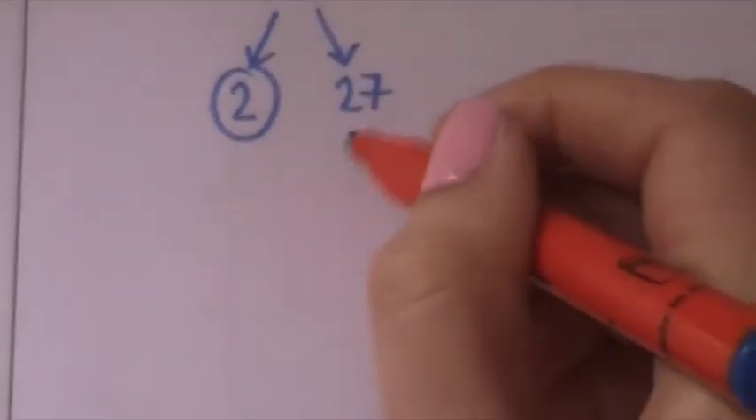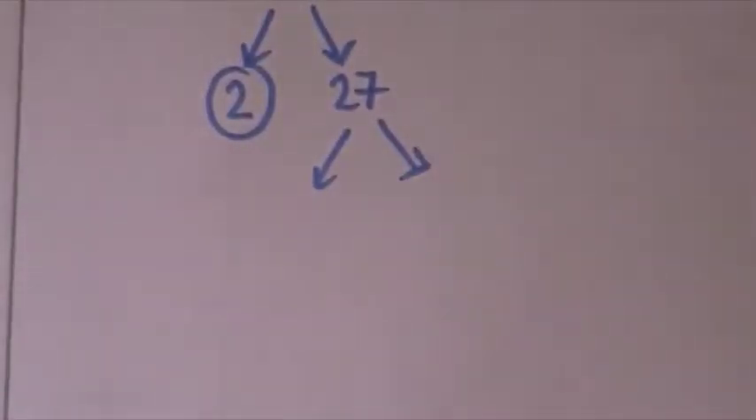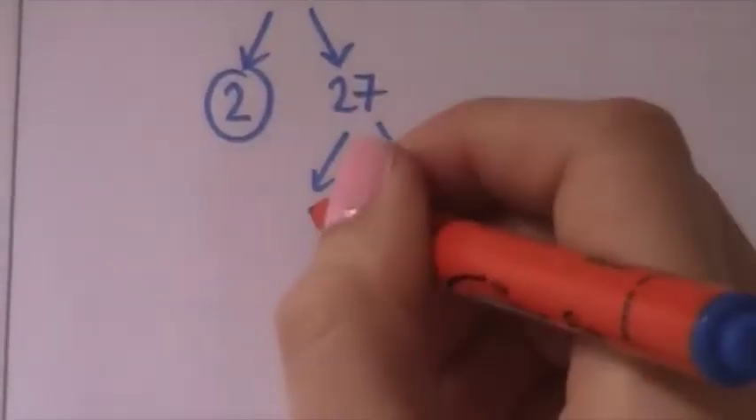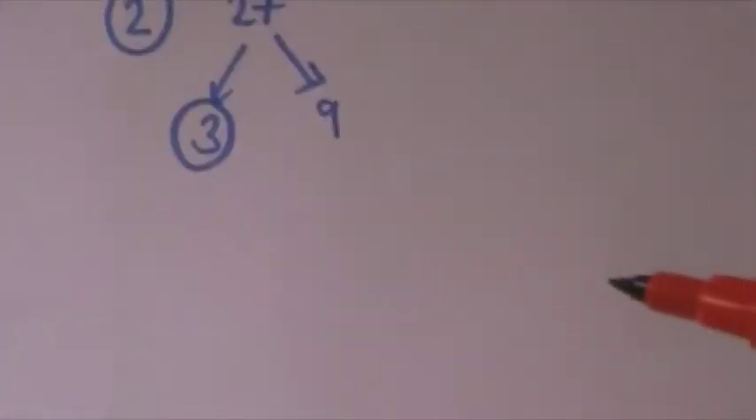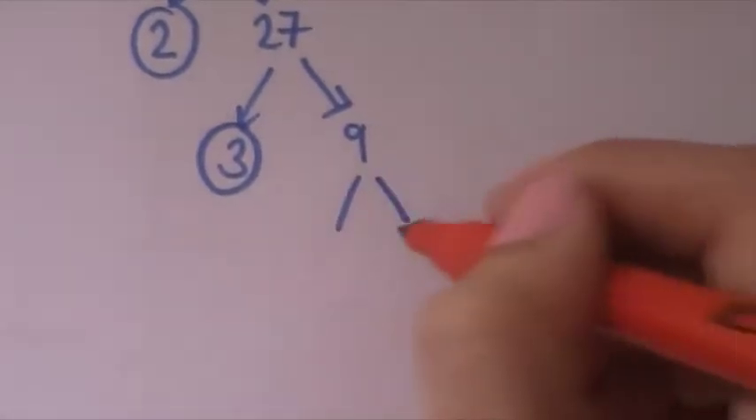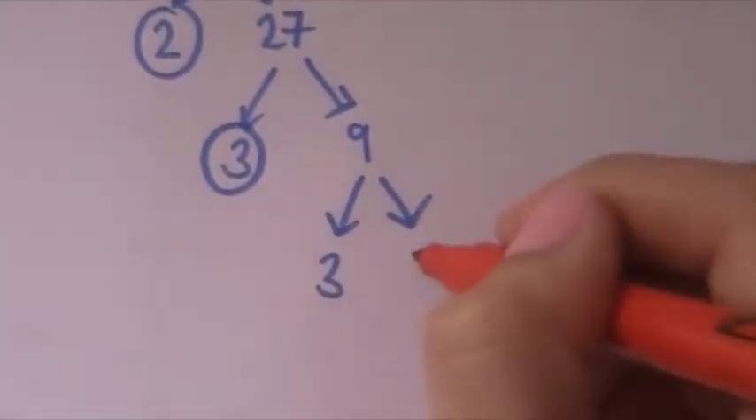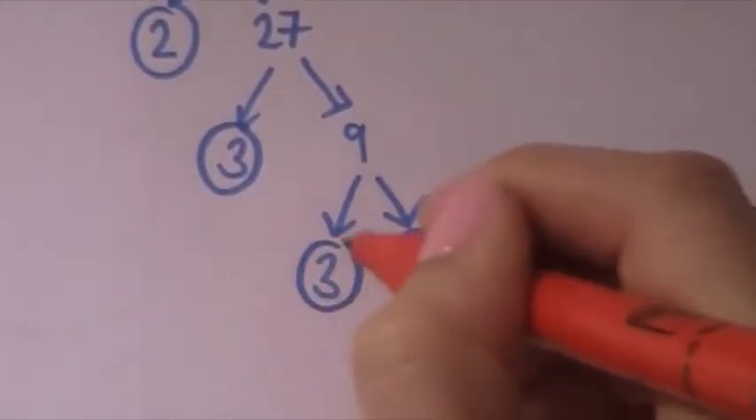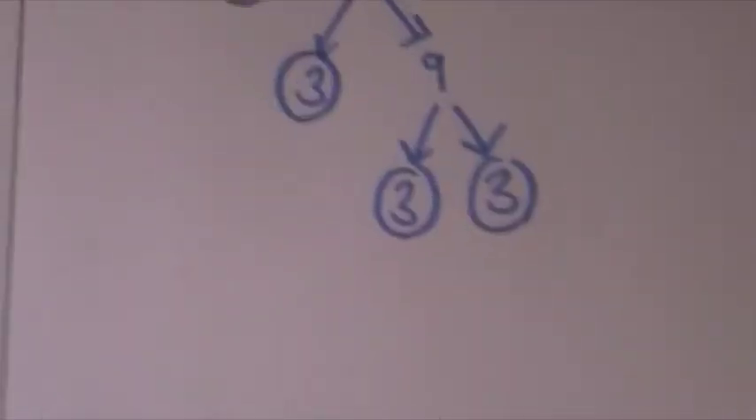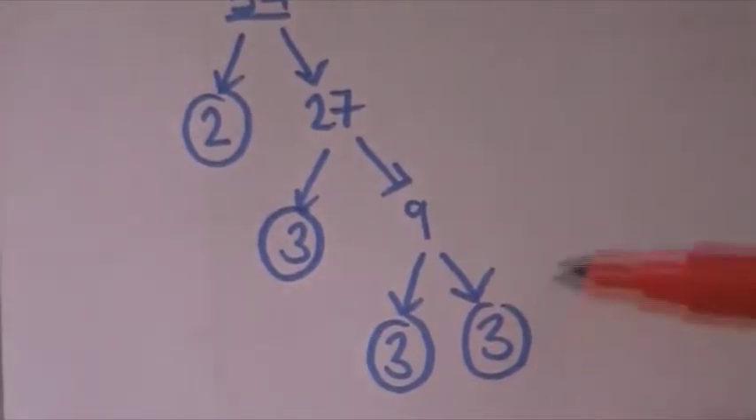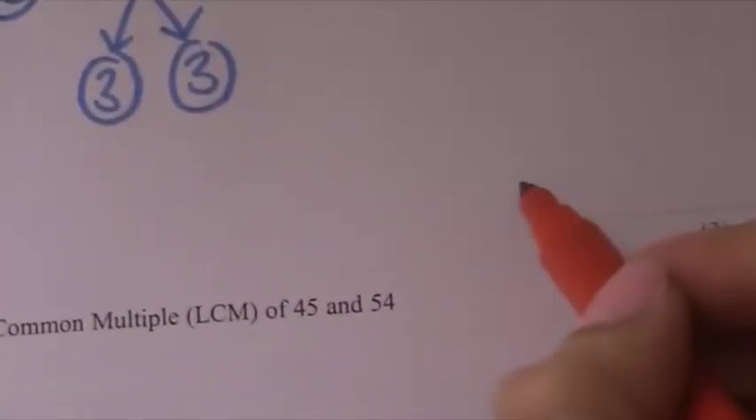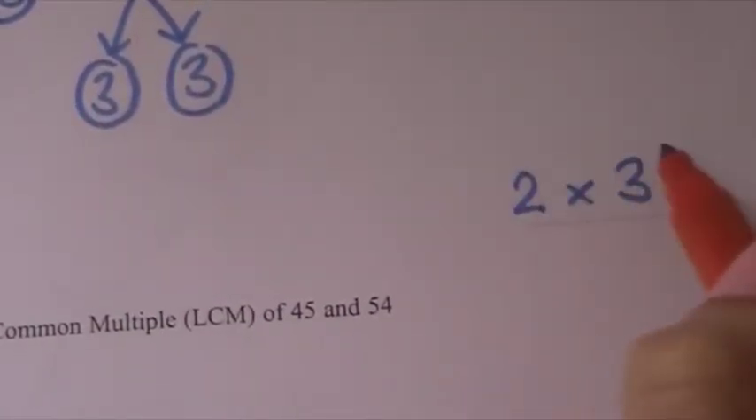27 we could break down, so we could have 9 and we times that by 3. Circle 3 as that is a prime number, so then you've got 2 factors. Then carry this one on, so we've got 3 times by 3, which is a further 2 prime numbers. So that means our final answer will be 2 times 3 times 3 times 3, or if you prefer to write it, 2 times 3 cubed.